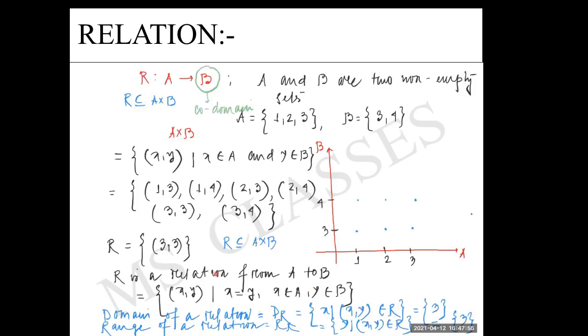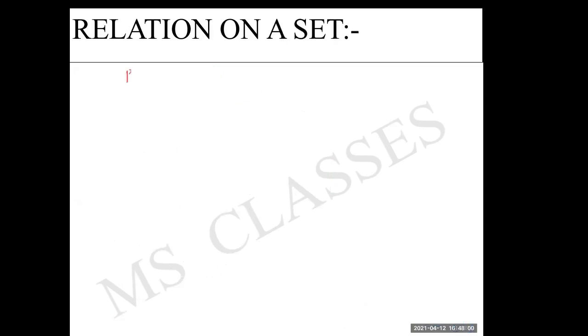This is a revision of the class 11 only. Now we move on to the next thing, relation on a set. Relation on a set A. What is the meaning of it? That is relation from A to A. That is what? R is a subset of A cross A.